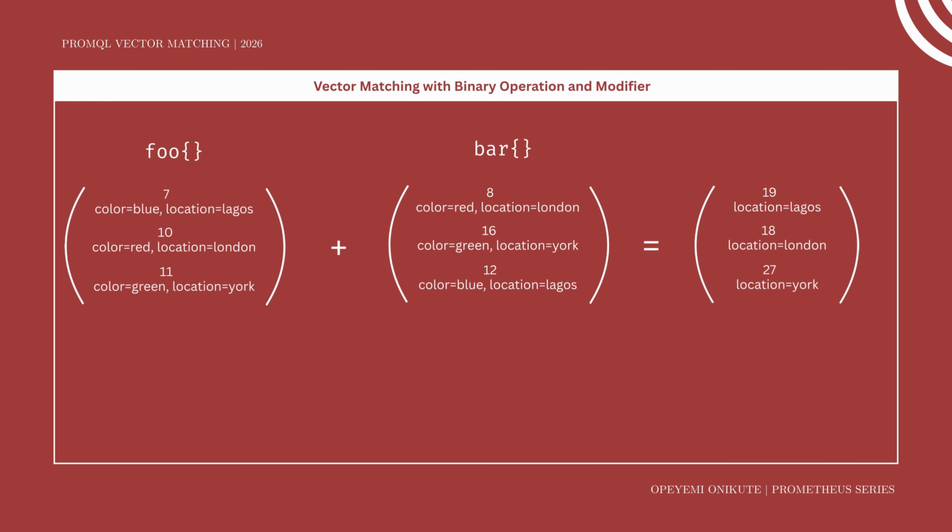But what if we only want a match based on a specific label? If we only care about the location in the results, we can use the on modifier to reduce the label set. By adding the on modifier with the location label, the result becomes different. The resulting time series drops the color label and every location is represented. Lagos becomes 19, London becomes 18, and New York becomes 27.